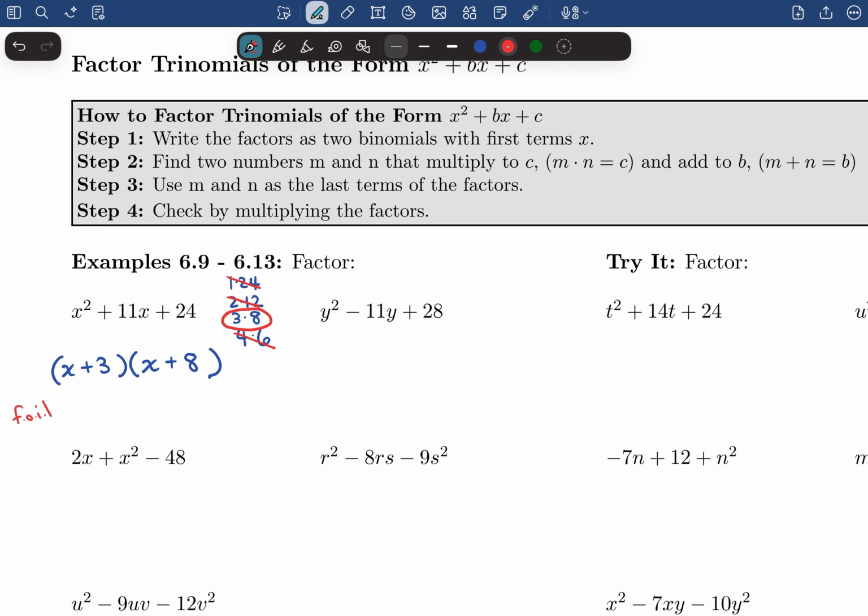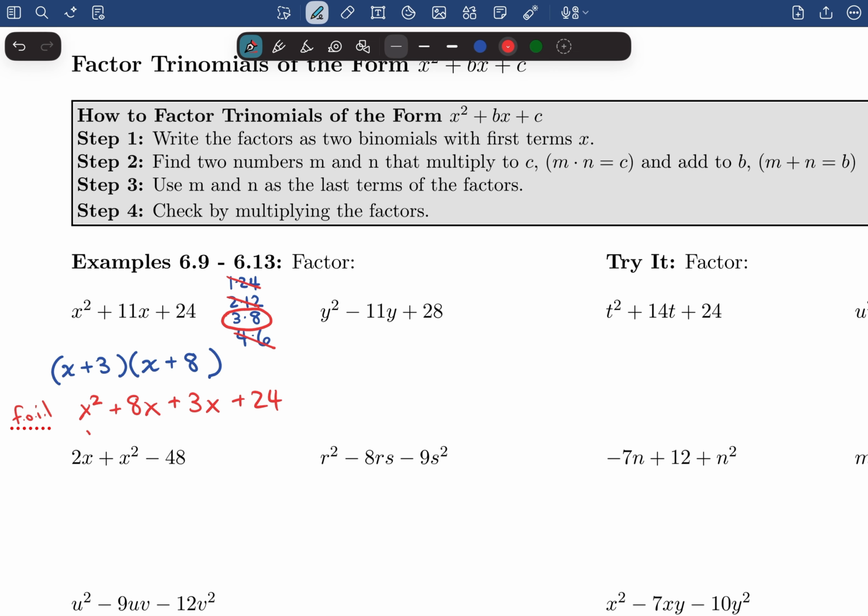And so I say, well, the first terms multiplied together are x times x. That gives me x squared. And then the outer terms multiplied together would be a positive 8x. And the inner terms multiplied together would be a positive 3x. And the last terms multiplied together are 3 and 8, so they make 24.